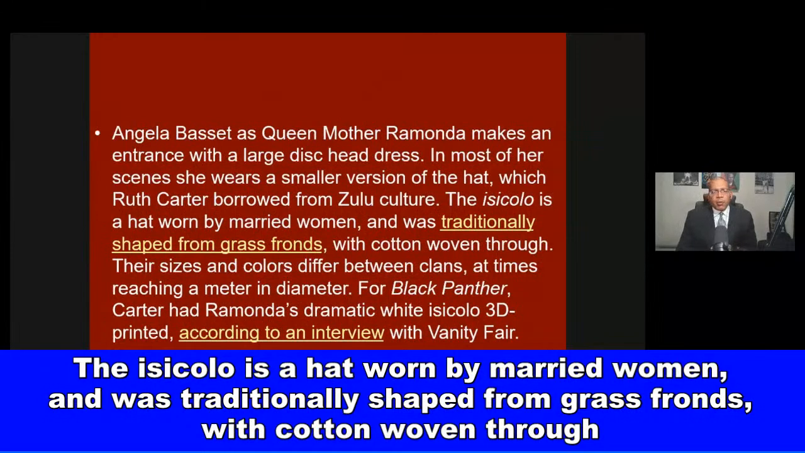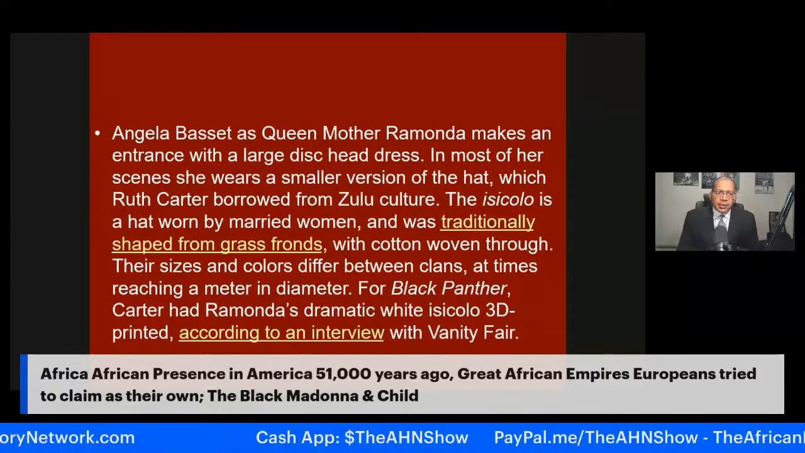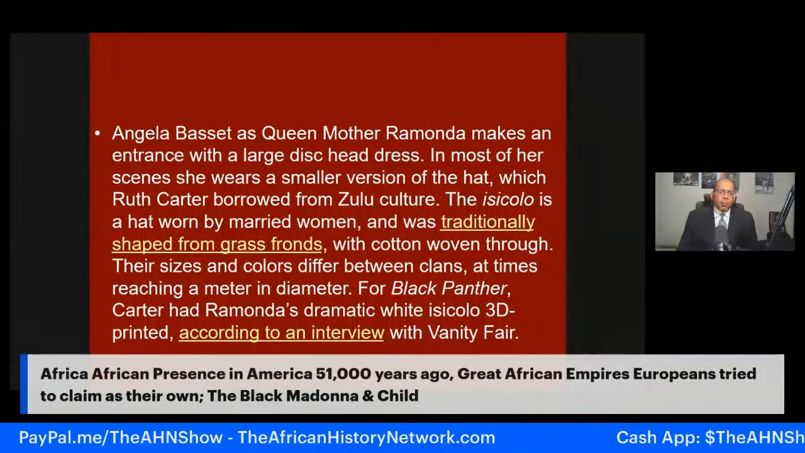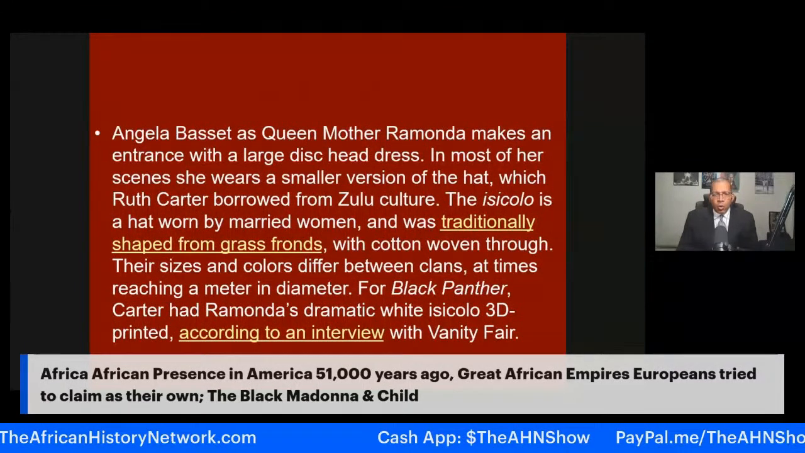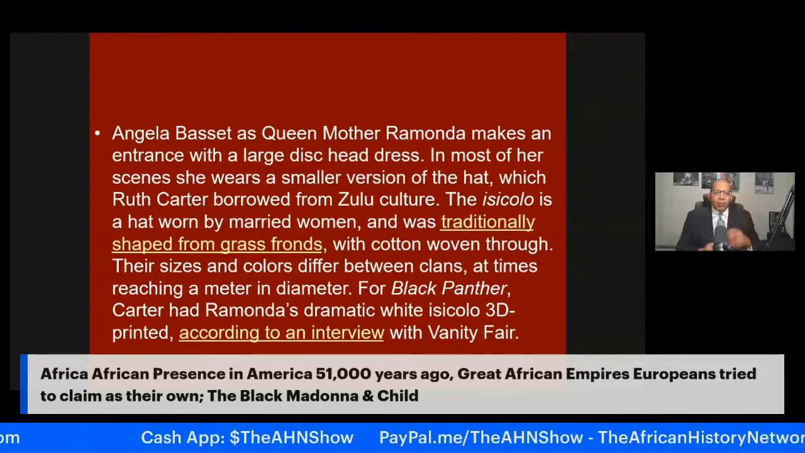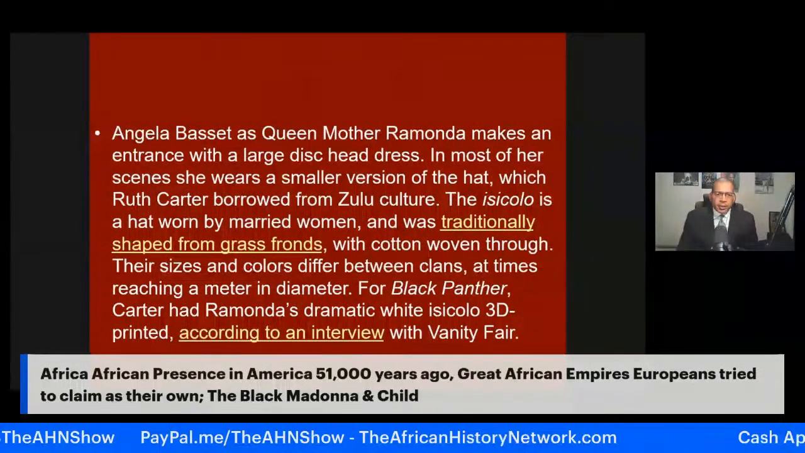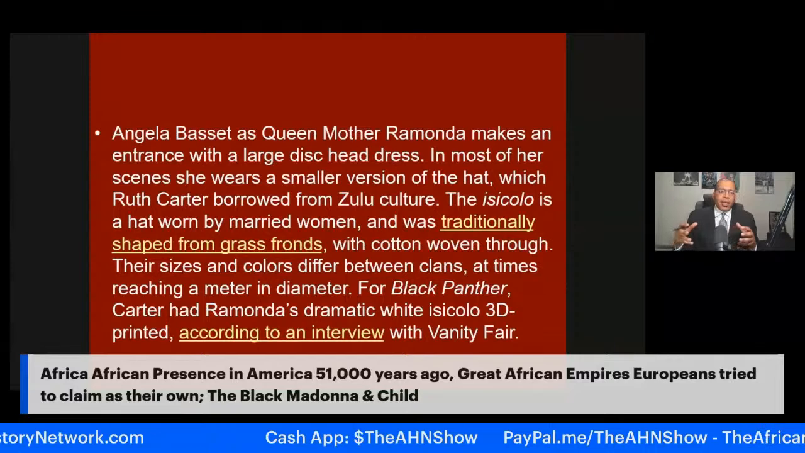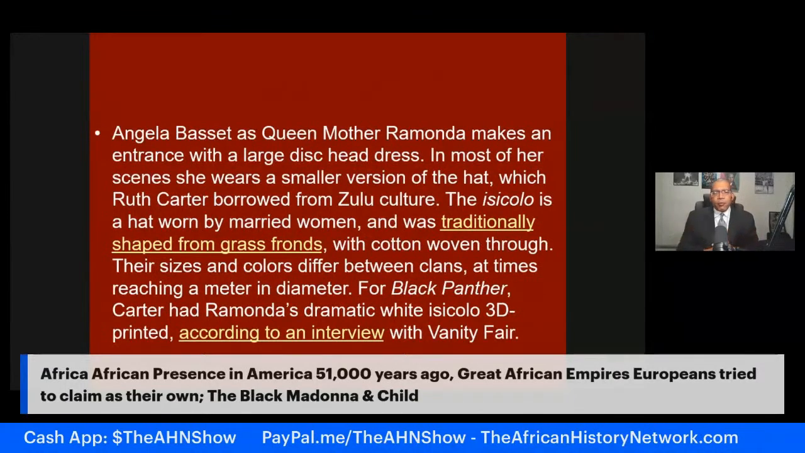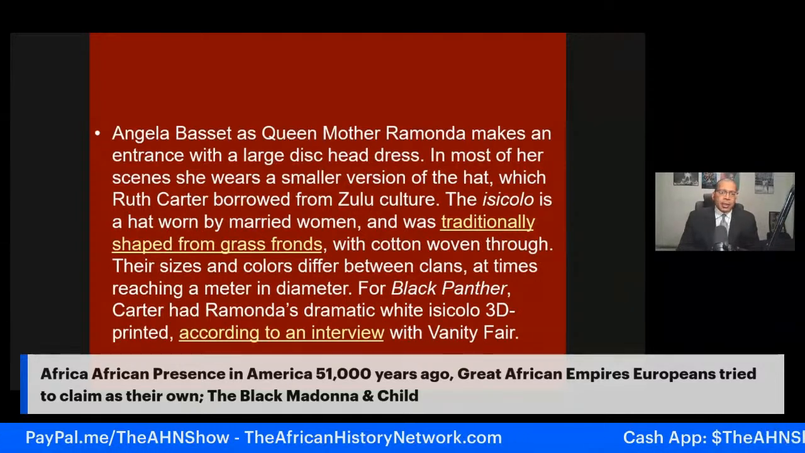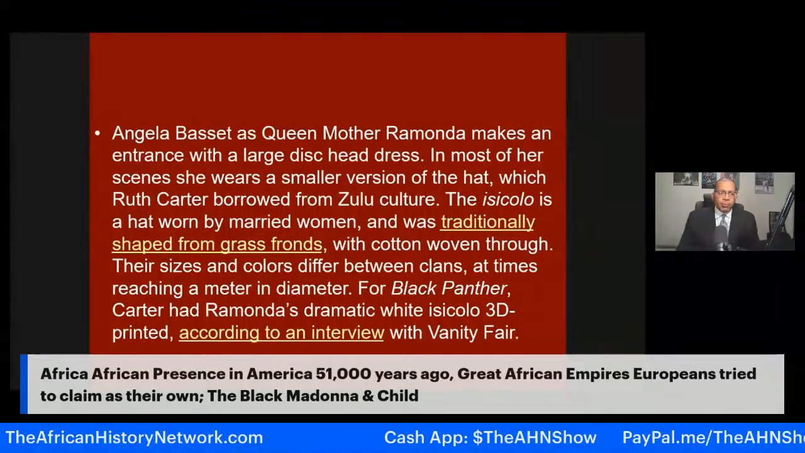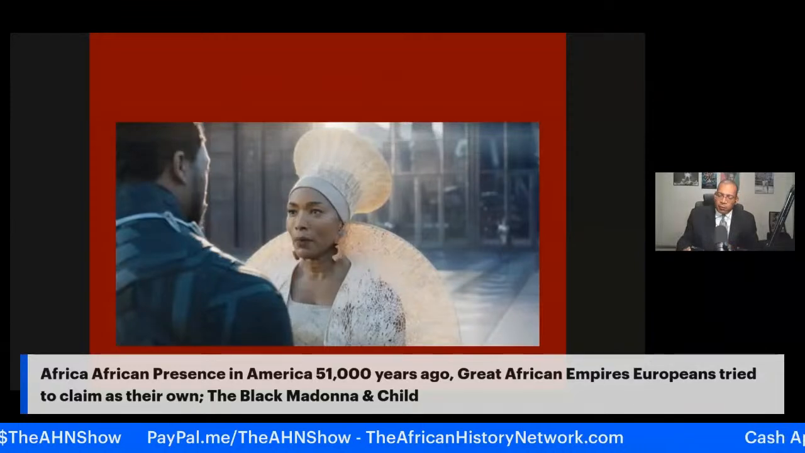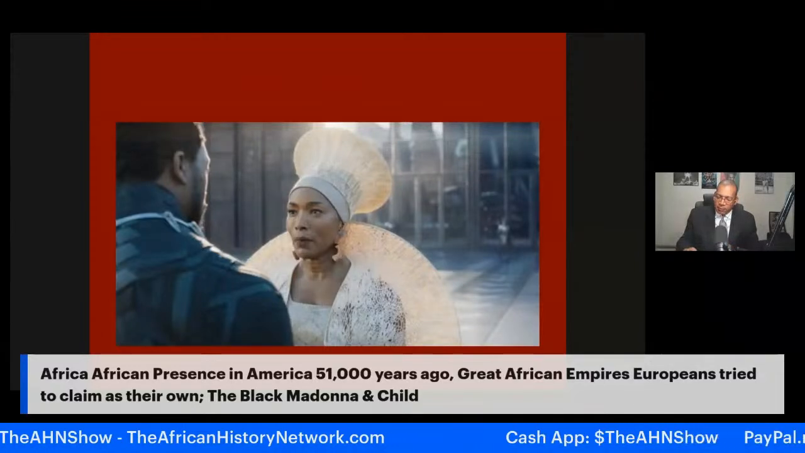Angela Bassett as Queen Mother Ramonda makes an entrance with a large disc headdress. In most of her scenes, she wears a smaller version of the hat, which Ruth Carter borrowed from Zulu culture. The Isikolo is a hat worn by married women and was traditionally shaped from grass fronds with cotton woven through. Their sizes and colors differ between clans, at times reaching a meter in diameter. For Black Panther, Ruth Carter had Ramonda's dramatic white Isikolo 3D printed according to an interview with Vanity Fair. And here's a picture of her with the Isikolo right here.